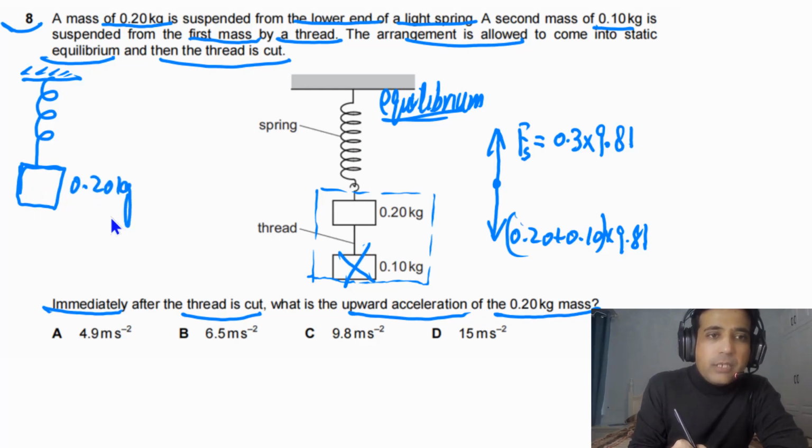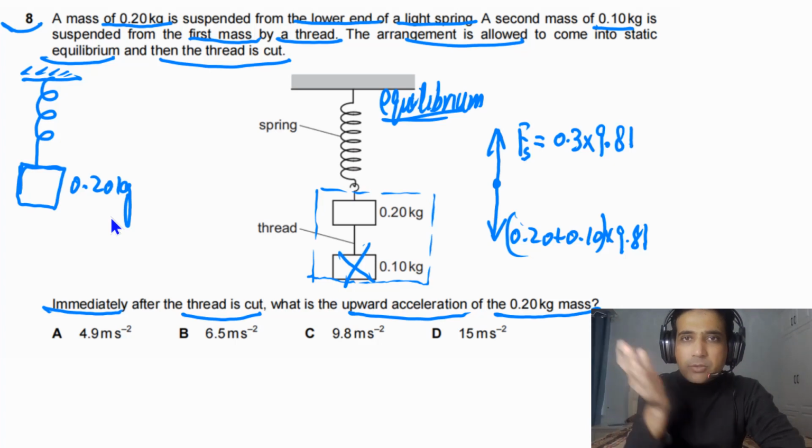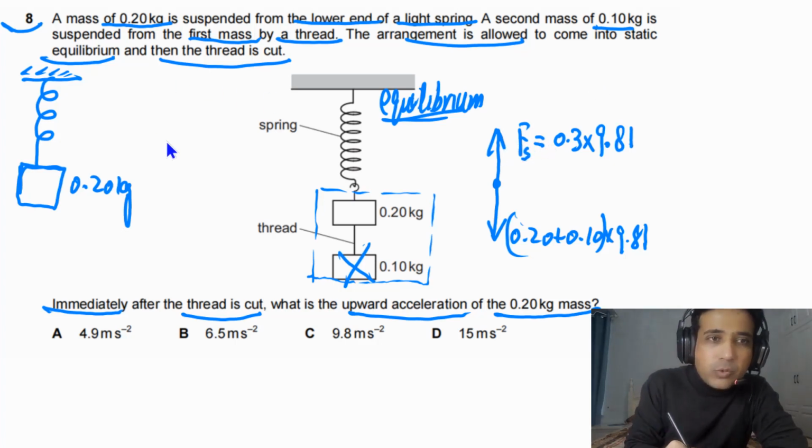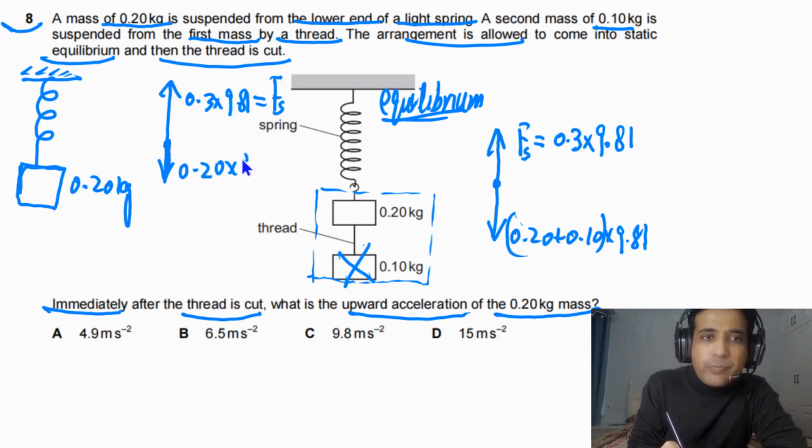Now we need to understand, when we just cut the thread, at that moment, in that very short interval of time, Fs will not decrease. Fs will be equal to this value, meaning its value will not decrease. For a very short period of time, Fs will be equal to 0.3 times 9.81, and the force acting downwards has decreased, and that force will be equal to 0.20 times 9.81.